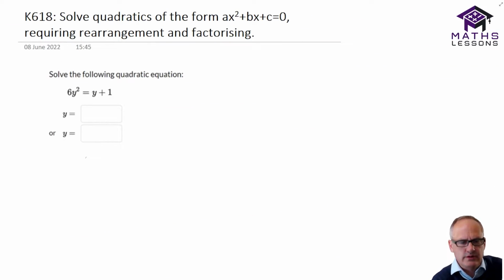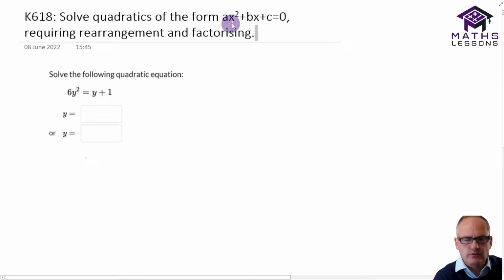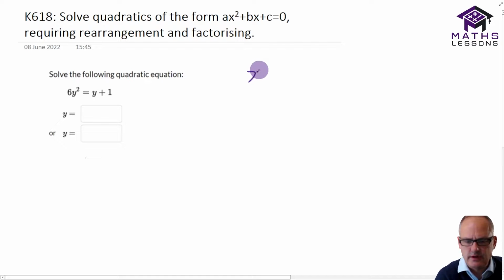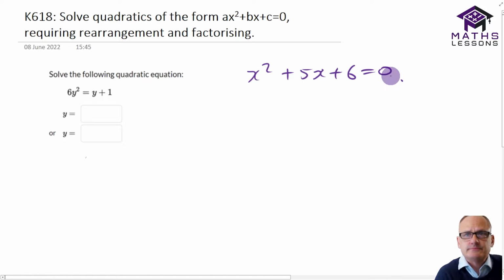Right, we're going to be looking at questions where we solve quadratics of this form, which require rearrangement and factorising. So we're going to rearrange this and factorise it. But first of all, we're going to look at how to solve something a little bit easier. So let's do x² plus 5x plus 6 equals 0.